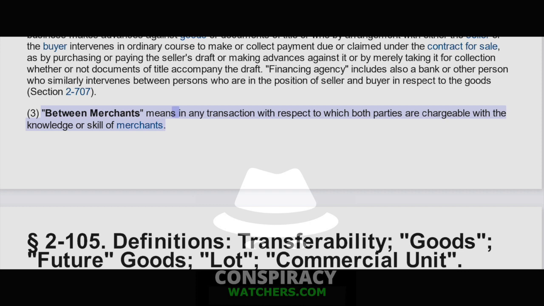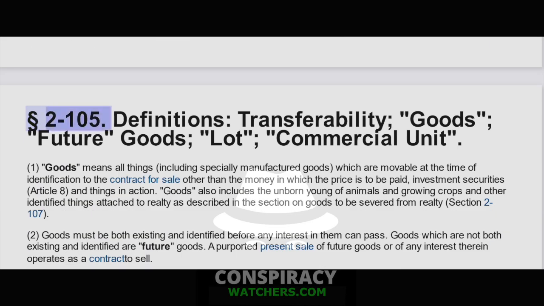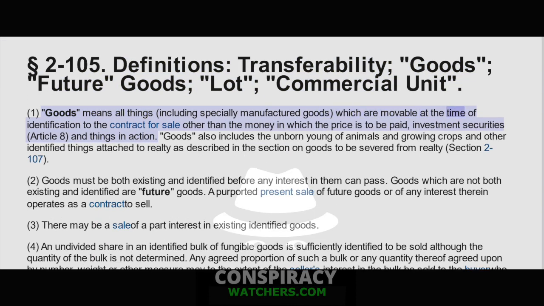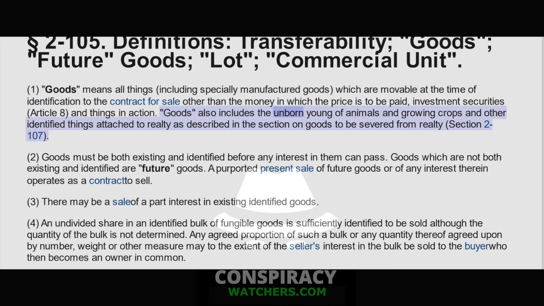Between merchants means in any transaction with respect to which both parties are chargeable with the knowledge or skill of merchants. Section 2-105. Definitions. Transferability. Goods. Future goods. Lot. Commercial unit. Goods means all things which are movable at the time of identification to the contract for sale other than the money in which the price is to be paid, investment securities and things in action. Goods also includes the unborn young of animals and growing crops and other identified things attached to realty as described in the section on goods to be severed from realty.